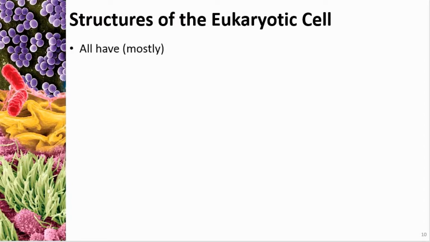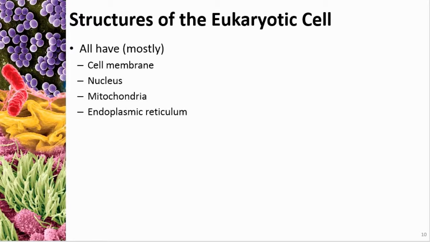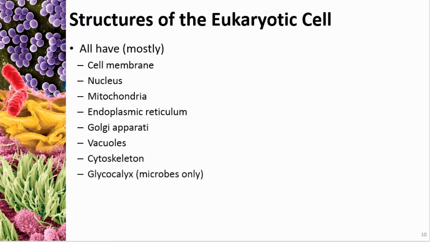So most eukaryotic cells have the things that we're going to list right here. Cell membrane, a nucleus where the DNA is, mitochondria that create ATP, endoplasmic reticulum, Golgi apparatus, vacuoles, cytoskeleton. Only microbes have a glycocalyx. You're not going to see a glycocalyx in multicellular organisms. And don't panic, we're going to talk about every single one of those things in detail.